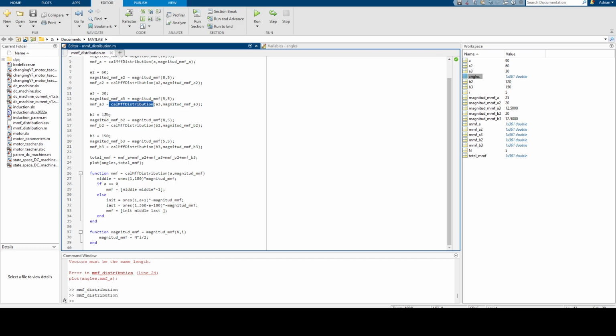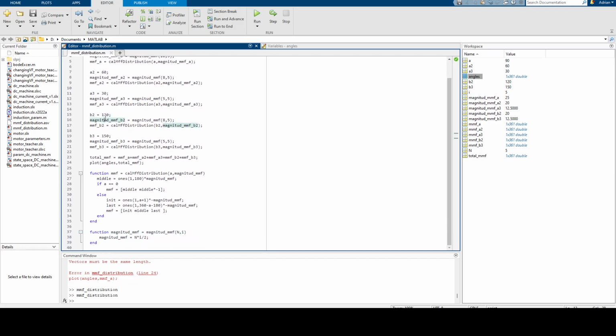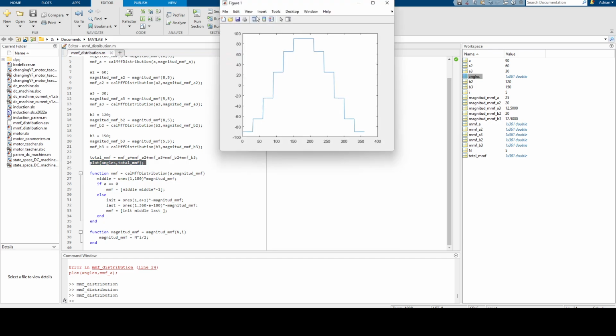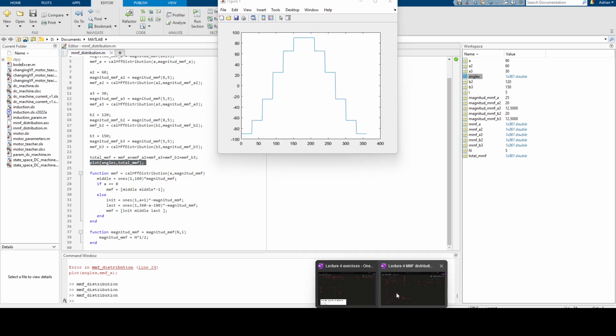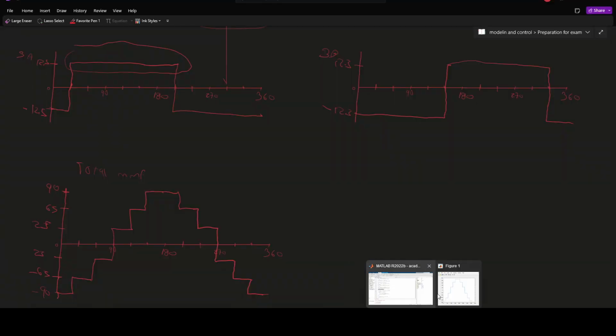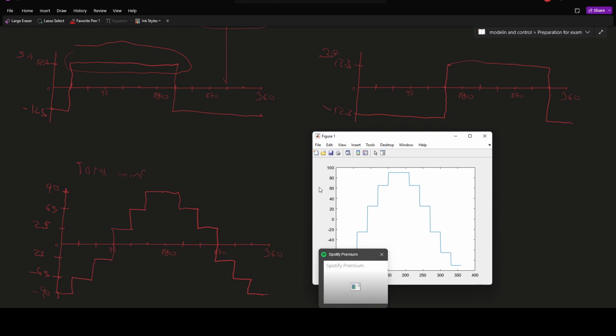And now we do the same for each coil. So we have one at 90, one at 60, one at 30, one at 120, one at 150. And the total MMF is just the sum of all these coils. And now I'm just plotting the total MMF. Now I'm going to run it, and we can see here that we get something similar to what we calculated. So we can just put some points to make sure.